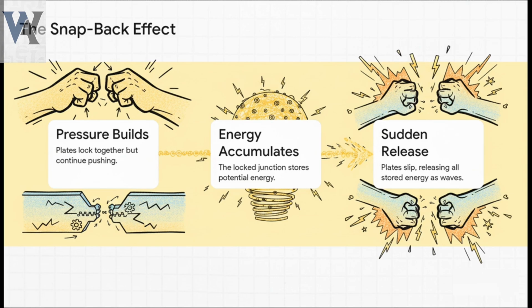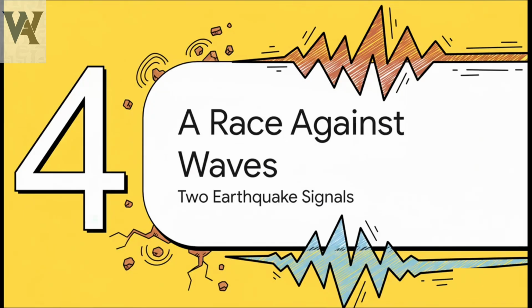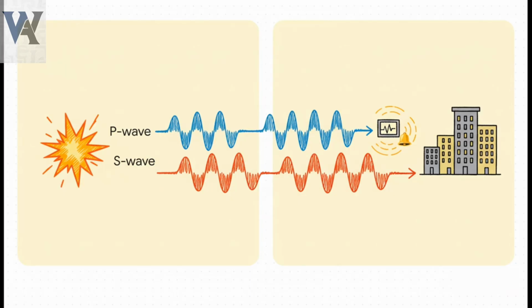That is an earthquake. So, when all that energy is released, it doesn't just travel as one big shockwave. It actually bursts out as two separate signals, two different types of waves that create a very short, very high-stakes race from the center of the quake. The first one to arrive is called the P wave, or the primary wave.